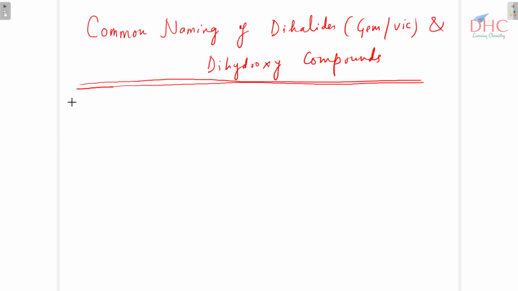Today we will talk about the common naming of dihalides, whether they are geminals or vicinals, and dihydroxy compounds. So first of all, let's talk of dihalides.